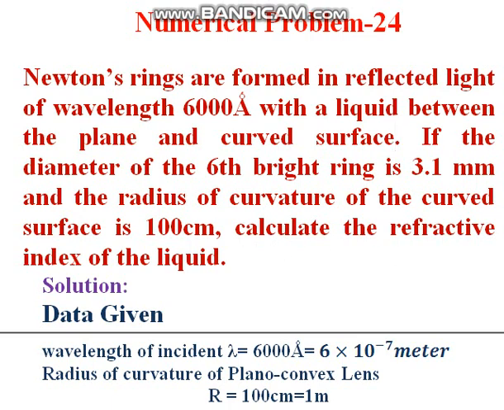Here there is a bright ring and the data is given. The rings are bright, the order is 6, its diameter is 3.1 millimeter, and the wavelength and radius of curvature are also given. So in this problem we should use the diameter formula for the bright ring, which is dn square is equal to 2 times (2n minus 1) lambda R divided by mu.